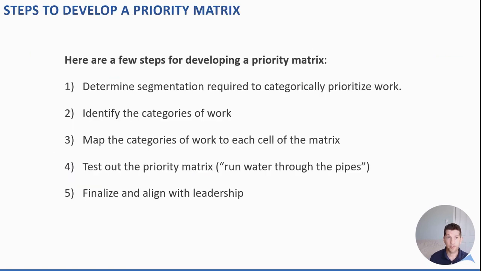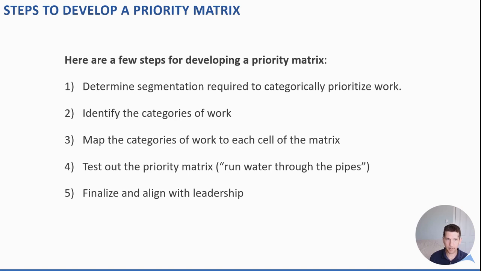So what are the steps for developing a priority matrix? Well, firstly, it's important to understand what segmentation you need. Some organizations might only want 4 categories: must do, need to do, should do, could do. If you have a lot of categories of work and you want to further distinguish the relative urgency or importance, you can add additional rows and columns.